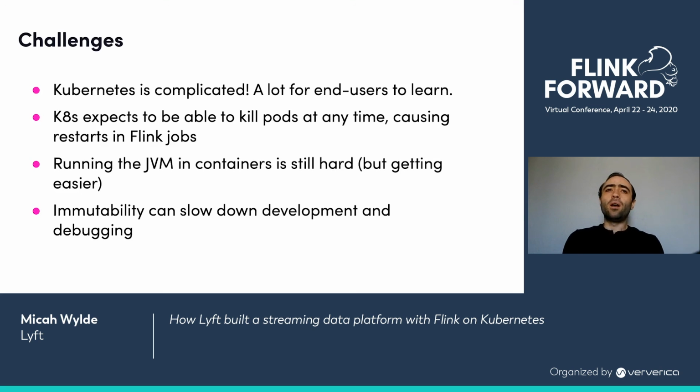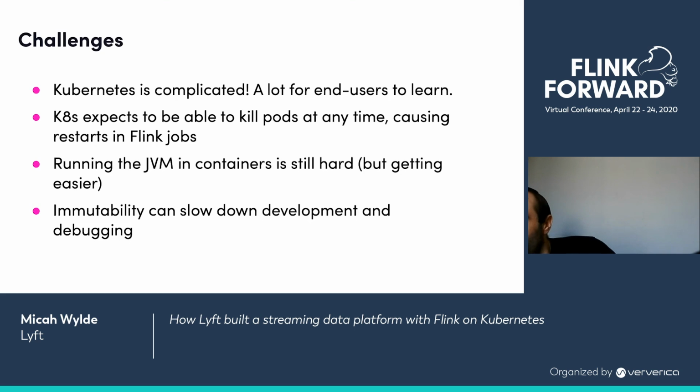And then there are challenges around immutability in general. It makes things like development and debugging a lot harder. We're used to being able to copy some code to a server and restart stuff and hook up a debugger and all that in order to debug issues. That's gotten a lot harder now in Kubernetes. Some of it is still possible, but it's not going to be as straightforward as when you had static servers.